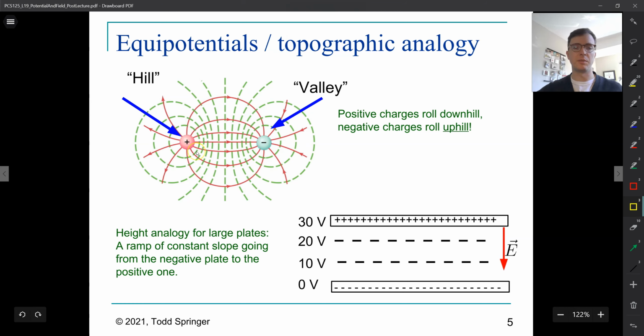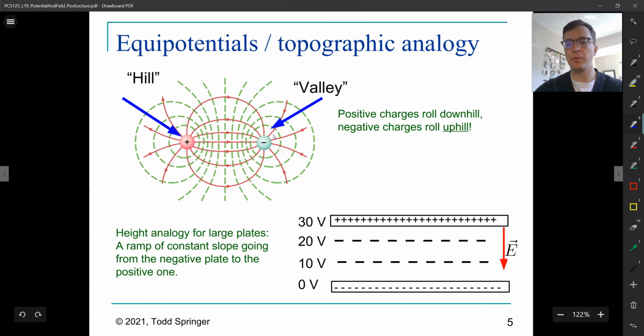The positive charge is a big mountain, and these circles are lines of constant height, right? So the closer I get to the positive charge, the more uphill I'm going, the higher potential. And the closer I get to the negative charge, the more downhill I'm going into like a well here, okay? So this was what it looks like for point charges. The positive charges create hills, the negative charges create valleys.